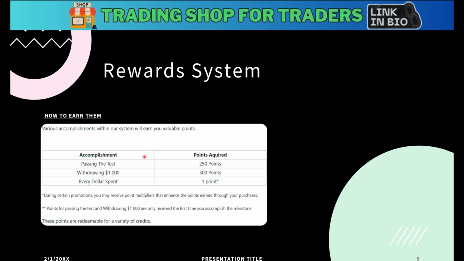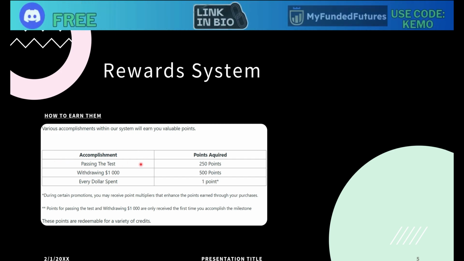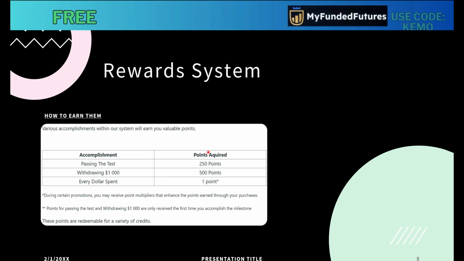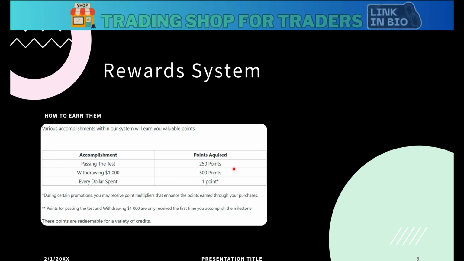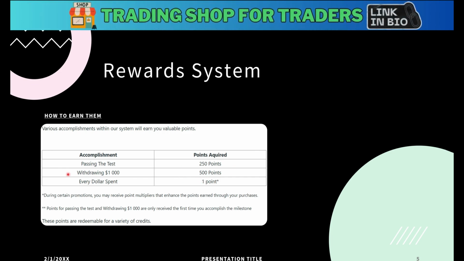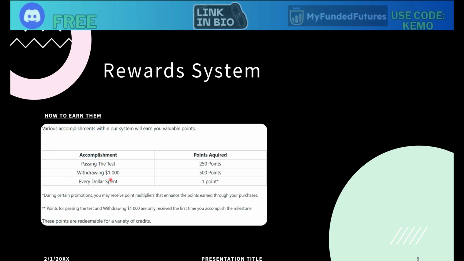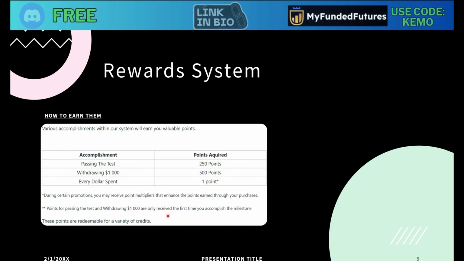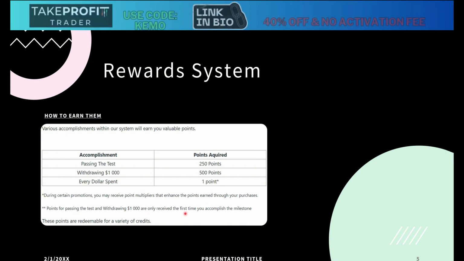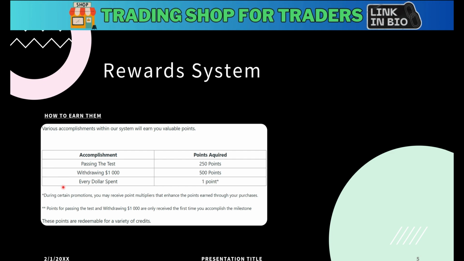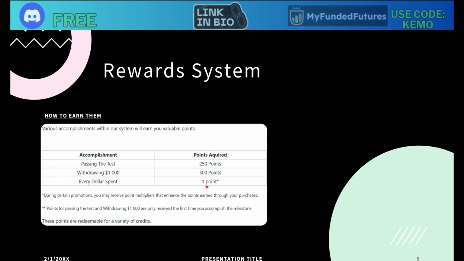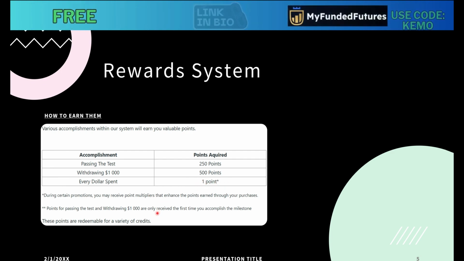For example, passing your test or passing the challenge, you get 250 points, which is pretty nice. Withdrawing your first 1,000, you get 500 points. And I'm not sure if it's your first 1,000 or not, but they state here that it might be the first time or sometimes it's not. And you know, it depends. But for sure, for every single dollar you're spending with them, you're getting 1 full point, which is nice.